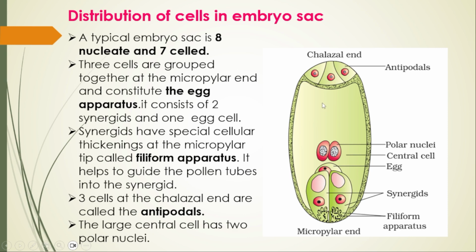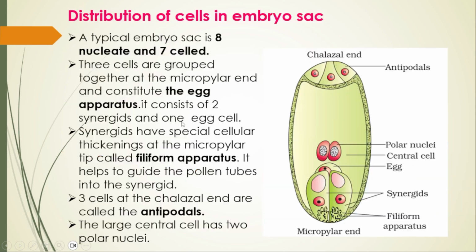Just keep in mind, the embryo sac has 8 nuclei and 7 cells. 1, 2, 3, 4, 5, 6, 7 and then 8 nuclei, whereas 7 cells: 1, 2, 3, 4, 5, 6 and then 7 cells. Okay, I hope everybody is clear about that. Synergids have special cellular thickening at the micropyle tip called what? Filiform apparatus. These are the filiform apparatus. They help guide the pollen tubes into the synergids. The 3 cells at the chalazal end are called antipodals. The chalazal end will have what? Antipodals, and the micropyle end will have the egg apparatus.